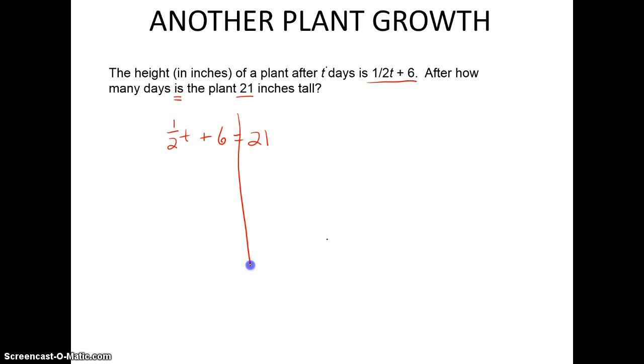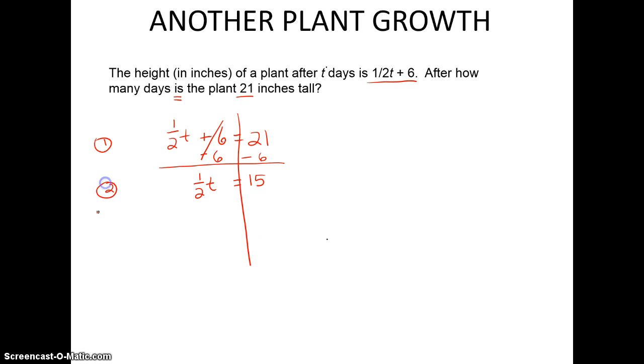We draw our line. Step 1, the opposite of addition or subtraction. We have a minus 6 and a minus 6 on both sides to undo the positive 6. That goes away. We have 1/2 t left over, and 21 minus 6 is 15.